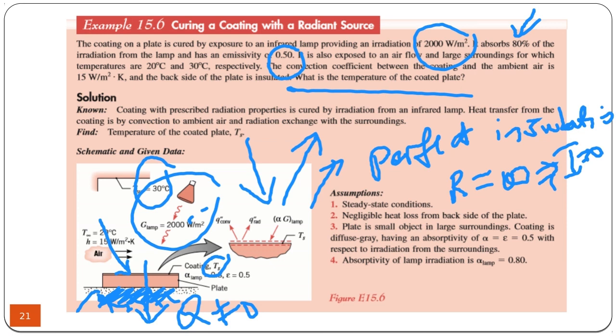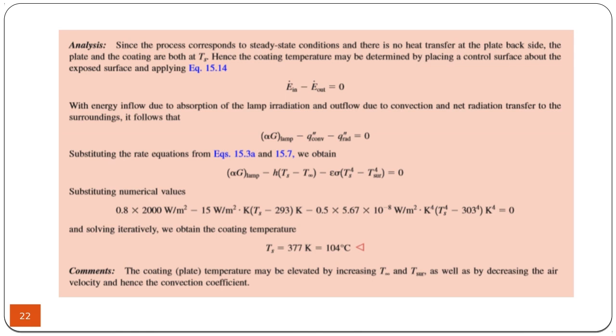So if you put it in mathematical way, this is the E in, the irradiation coming from the infrared lamp. This is the convection loss by the surface of the plate, which gets hot because of this irradiation. Then emissive power from this plate, because it will also emit radiant energy. You have irradiation, convection, emission from the surface. So the surface temperature is found to be 104.